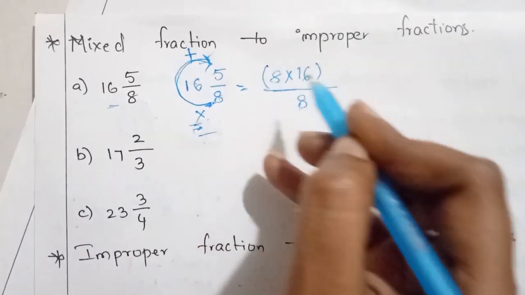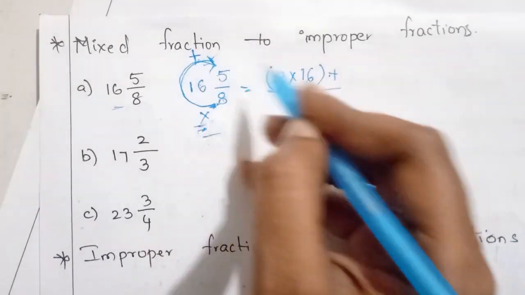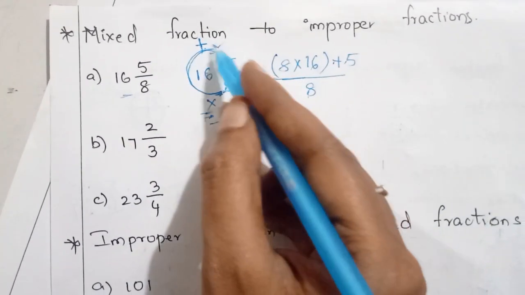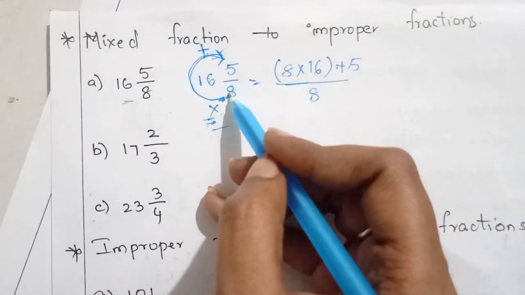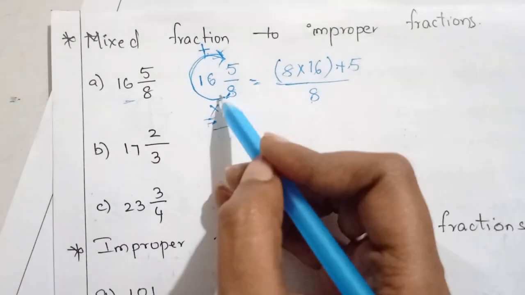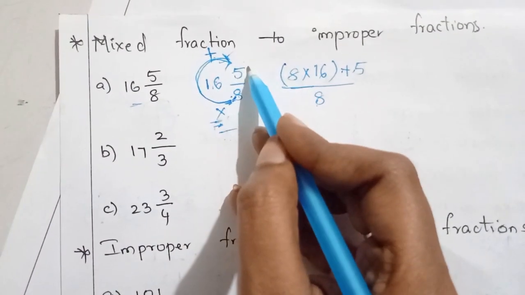8 into 16 plus 5. If you write from top to down, the answer will be wrong. So what you have to remember, you should start it from the down. So, 8 into 16 plus 5.